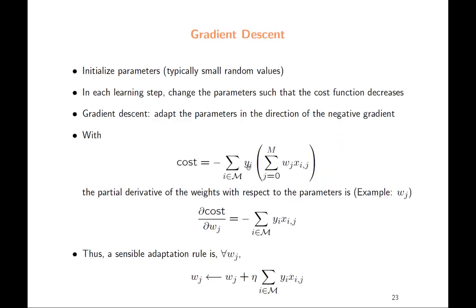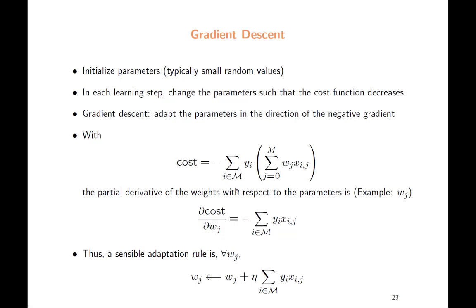So we start with our cost function and substitute the linear term here for the h part. And then we take the first derivative of this cost function with respect to wj. So wj is just one component of the w vector.